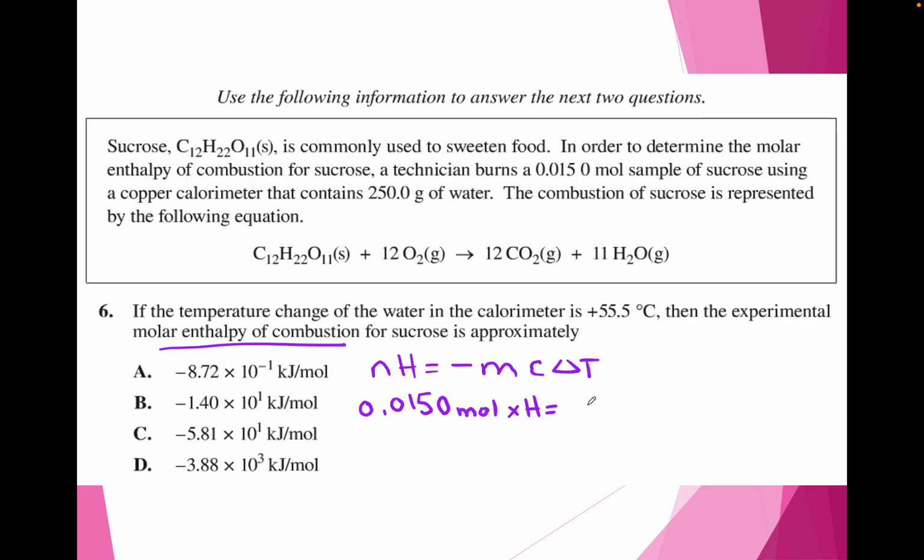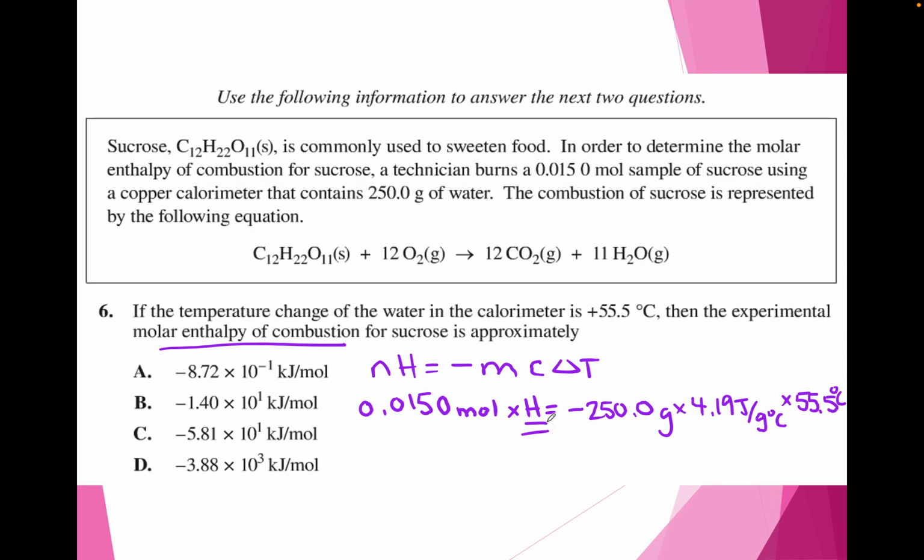On the right-hand side, the information about water. We know the mass of the water. We also know the specific heat capacity, 4.19 joules per gram degree Celsius. And you know your temperature change is positive 55.5 degrees Celsius. So we are just going to isolate H. So doing that, we'll just enter into our calculator the right-hand side. So negative 250 times 4.19 and then times 55.5. Get that value and then divide by the amount of moles.